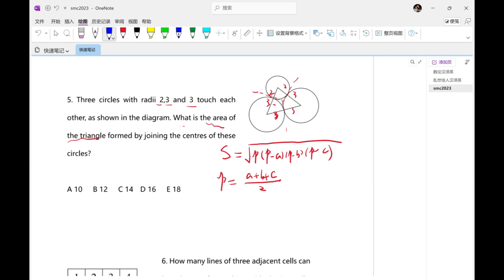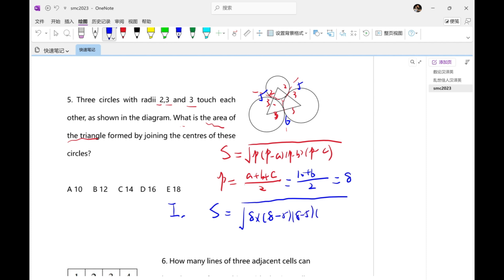And for this triangle, it's an isosceles triangle. The sides are 5, 5, 6. So for method 1, we use this formula. That is, 8 times (8 minus 5), (8 minus 5), (8 minus 6).